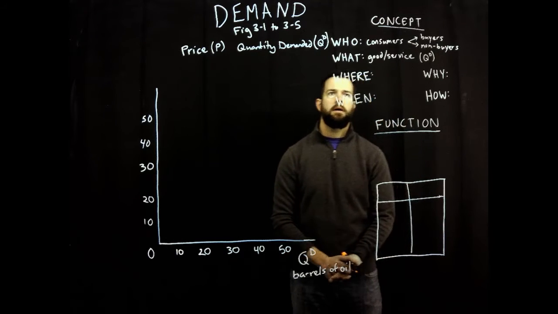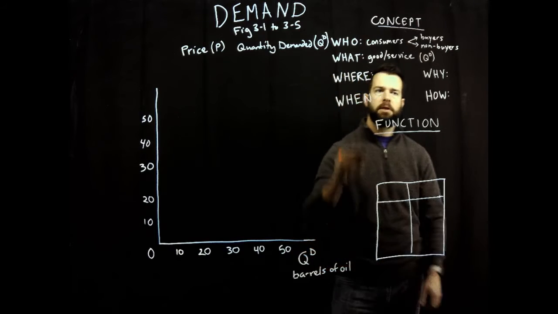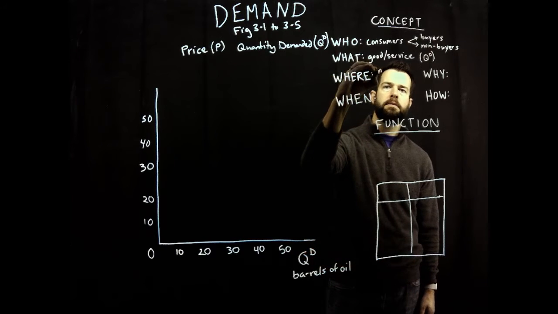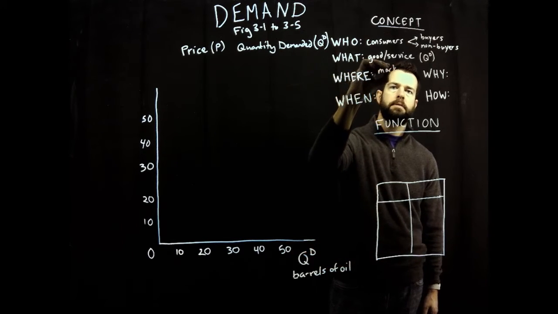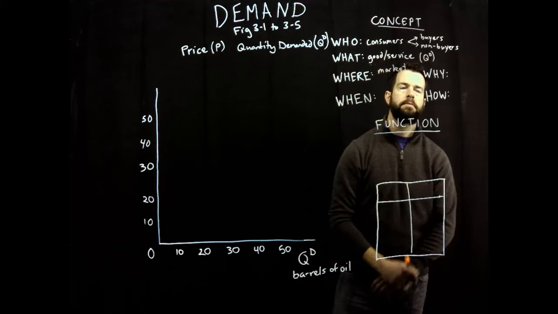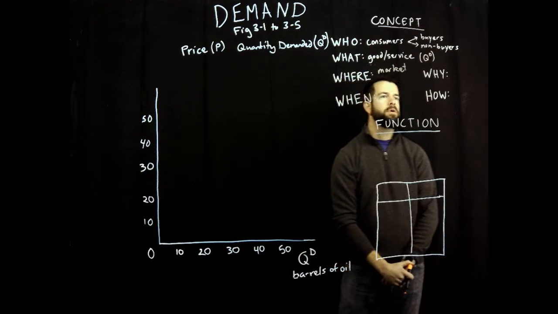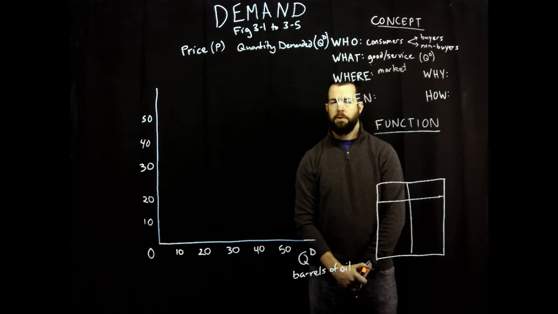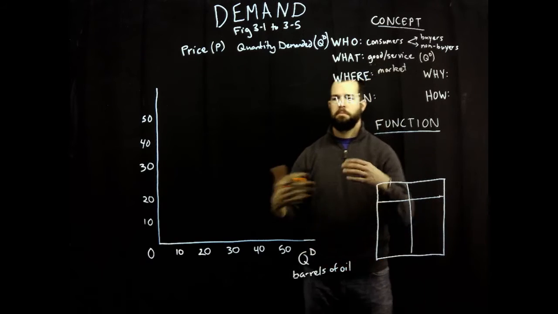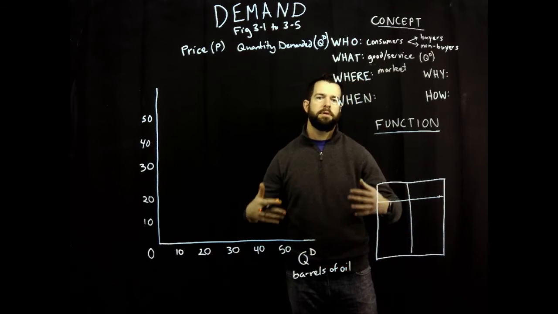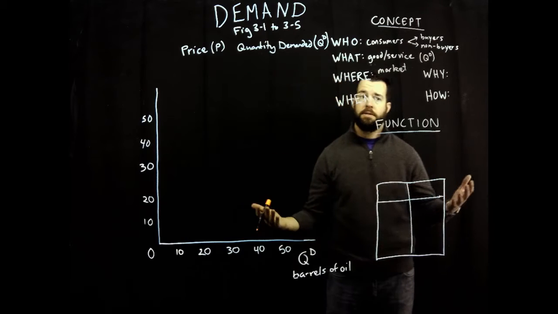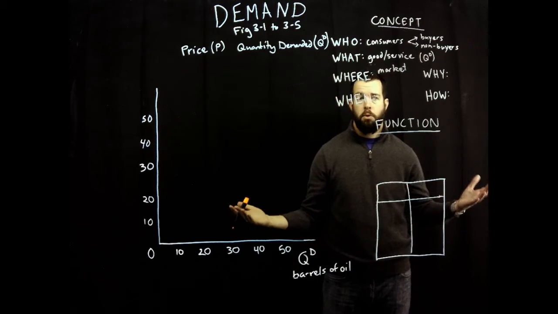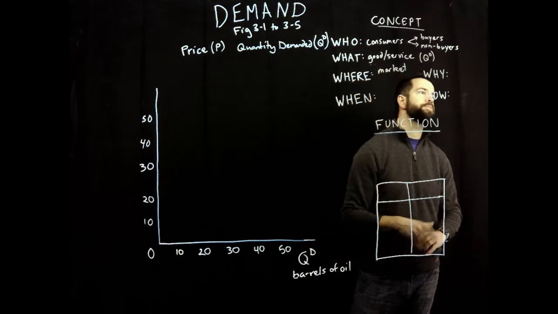Where are these consumers going to get this good? Well, they're going to get it in a market. In this market, they're going to meet producers. So a market is any place where buyers or consumers and sellers or producers exchange. Okay. All right.